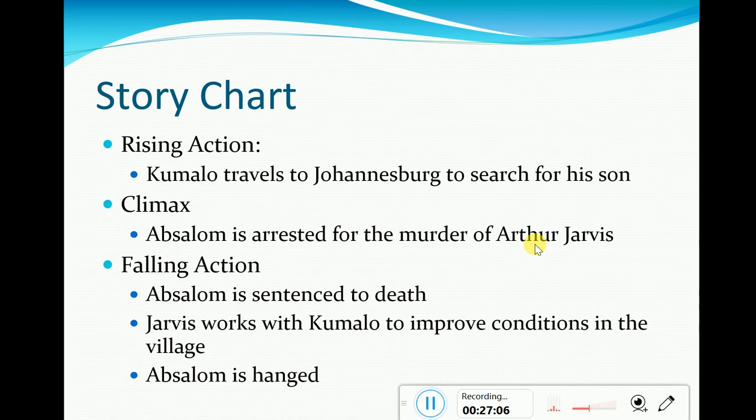His son being Arthur Jarvis, because as I've already said, he was a white man, but he advocated for the lives of black people. Now, because James Jarvis resided in Ndotsheni, he was not living in Johannesburg. We also get to know that he did not have that deep connection with his son, because it is only through the death of his son that he is going to realize that he did not know his own son.